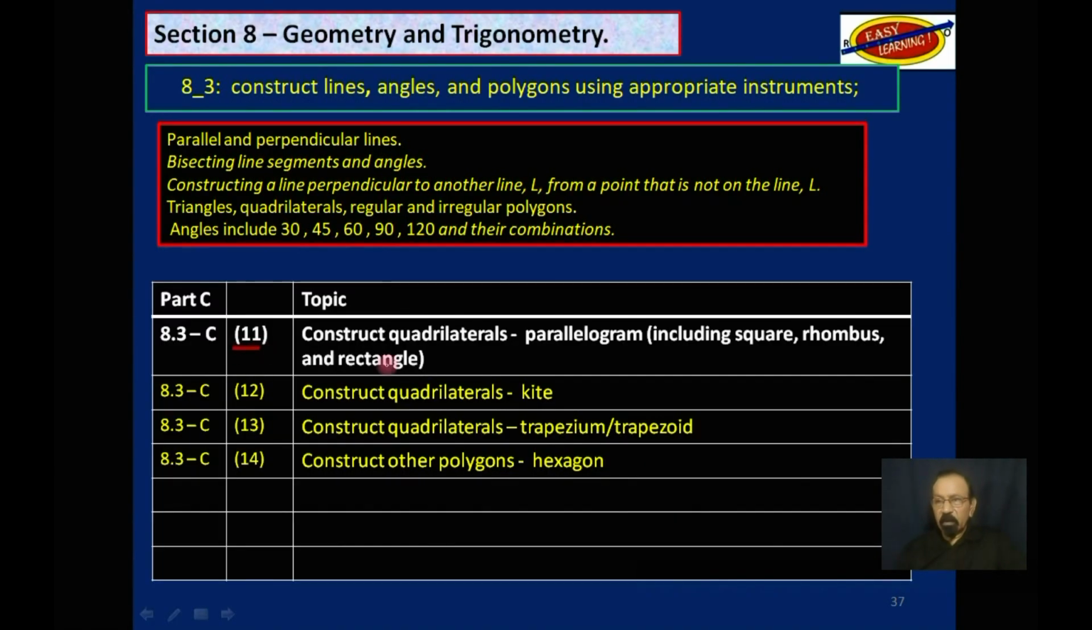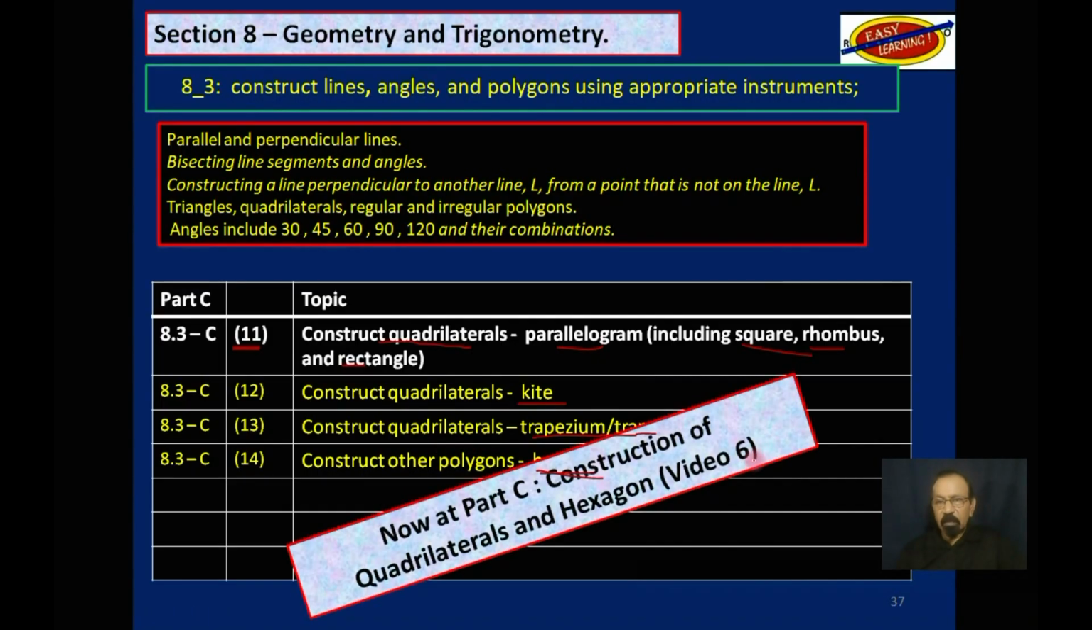So we are here. Construct quadrilaterals. First of all, we will deal with parallelogram, square, rhombus, and rectangle. And then we will talk about kite, and then trapezium or trapezoid, and then a hexagon. So this, as I said, is the 6th video in this section.